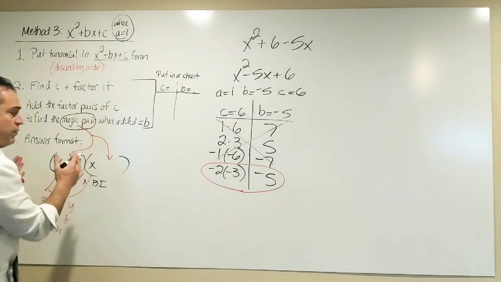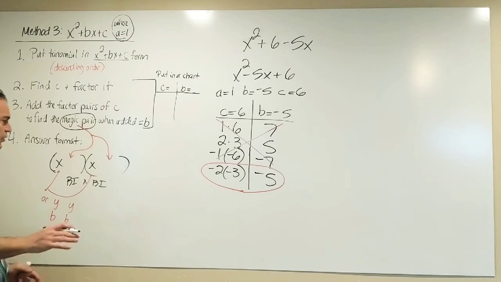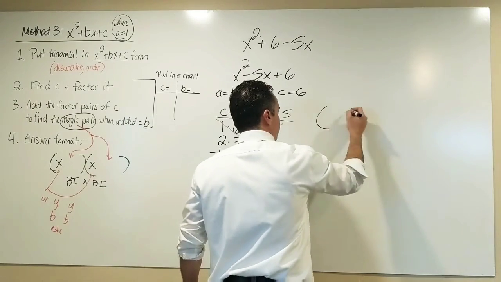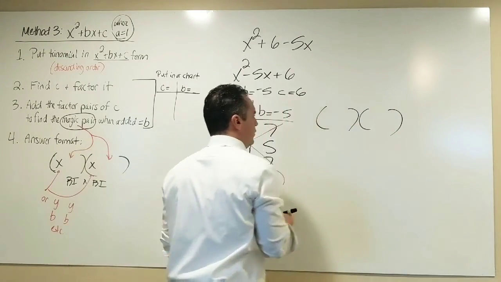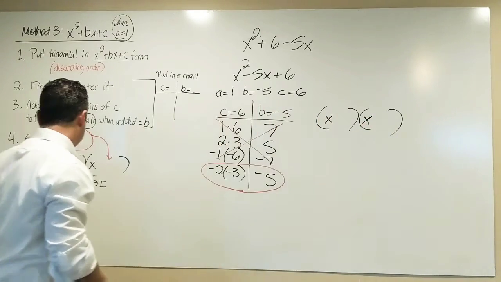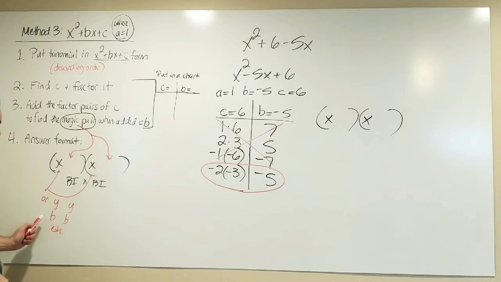But here's what's cool. We're ready to put our answer together. So now, for the answer, you're going to put a parentheses and a parentheses. And every time, you're going to put X and X here. You might be looking at this wondering, what does it say, or Y and Y, or B and B? We'll talk about that in a second too.